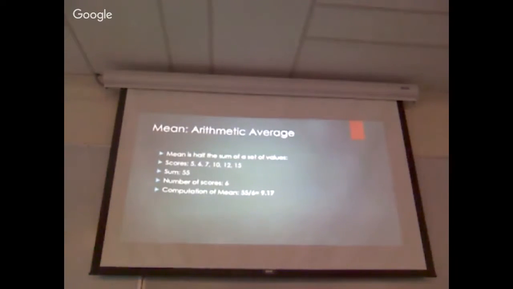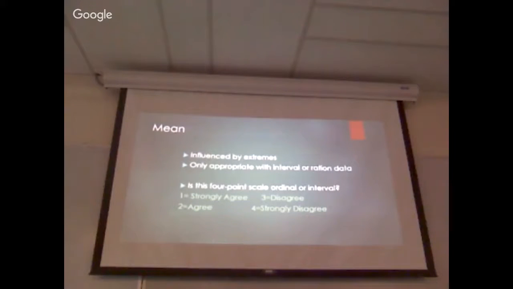Arithmetic average, mean is the sum of a set of values divided by their number. So scores example here, sum equals 55, number of scores, got 6 of them there. Divide 55 by 6, you get 9.17. So the mean, and this is what's problematic sometimes when we're doing inferential statistics, is that the mean can be influenced by extreme scores.